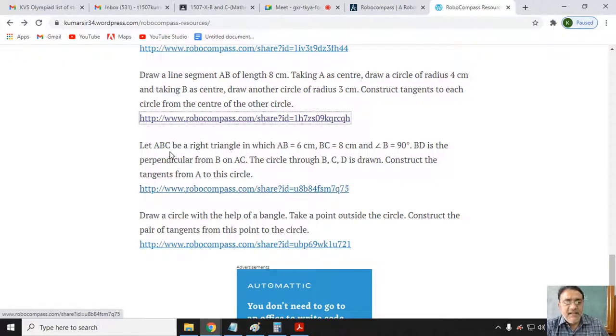Second last. Let ABC be a right triangle in which AB is equal to 6 centimeter, BC is equal to 8 centimeter, and angle B is equal to 90 degree. BD is the perpendicular from B on AC. The circle through B, C, D is drawn. Construct the tangents from A to this circle. Okay, so let us start this construction.